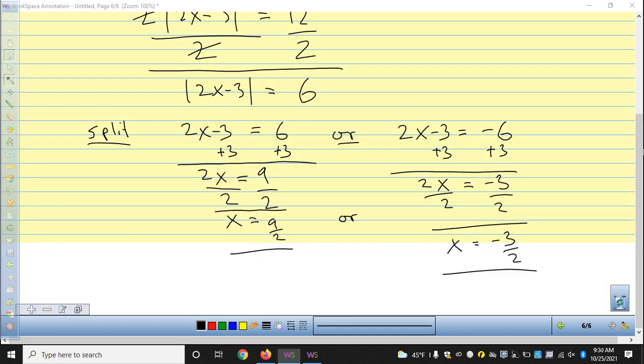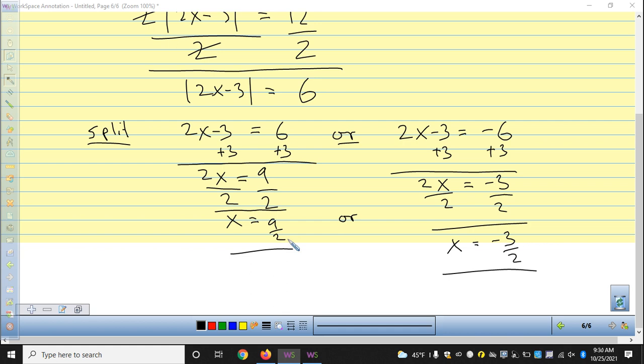Yes? What's that? No. You get two different answers. Sometimes you'll get an answer like the first ones we did. One is positive 5 and one is negative 5, something like that. But they're not going to be equal to each other. All right. Questions?